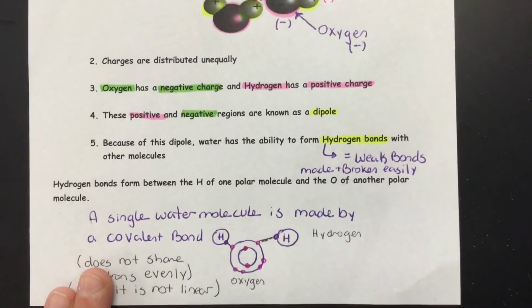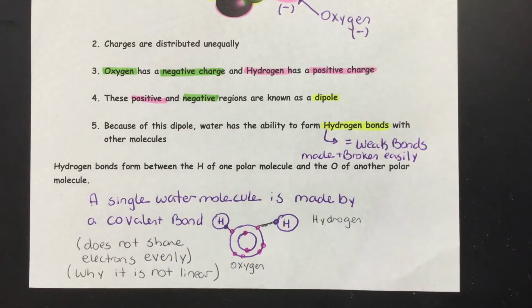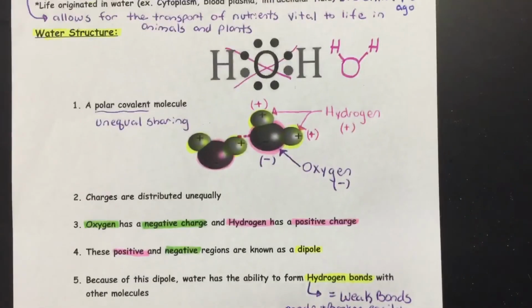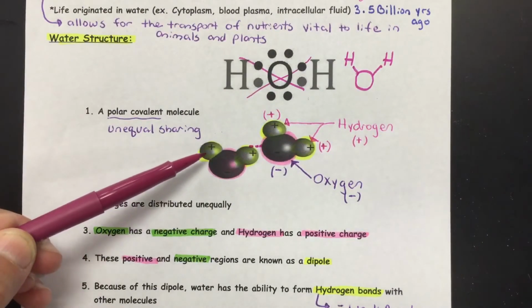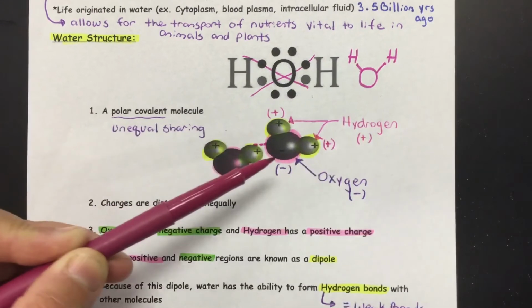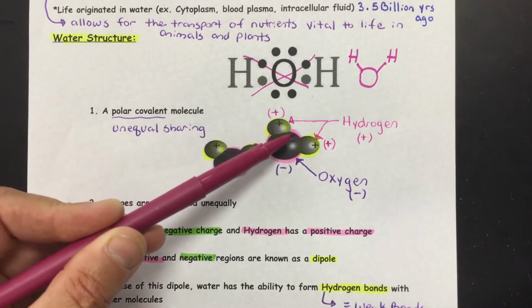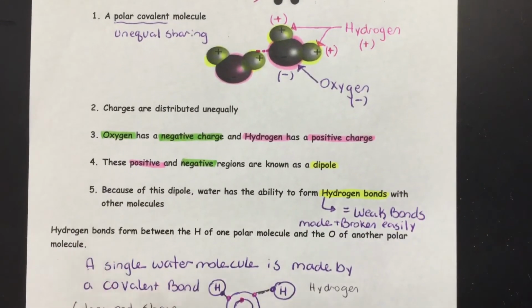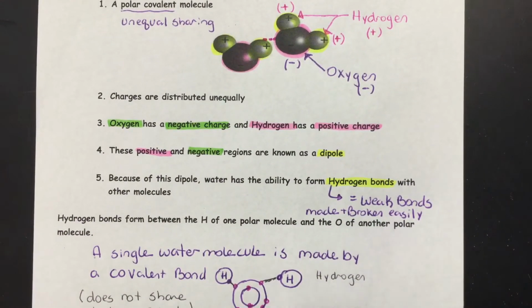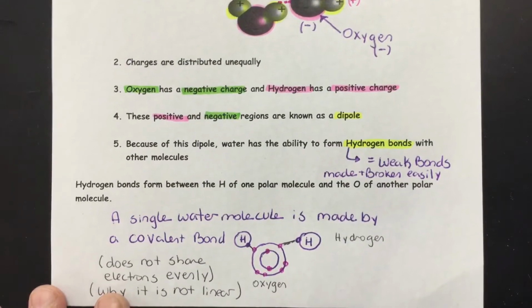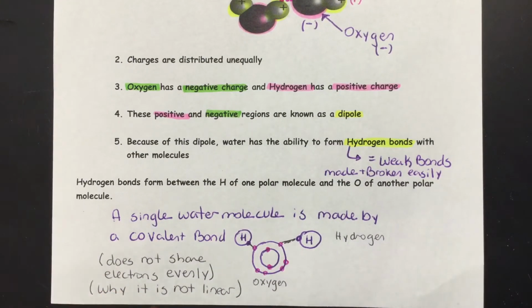As we go down just a little bit, we know that hydrogen bonds form between the hydrogen of one polar molecule and the oxygen of another polar molecule. So once again, these hydrogen bonds form between the hydrogen of one polar molecule, here's one polar molecule, and bond to the oxygen of another polar molecule, a completely different water molecule. We will be joining those water molecules together with a hydrogen bond, but each single water molecule is created through a covalent bond. They are sharing those electrons. So it gets a little tricky right there. Once again, single water molecule, covalent bond, that's what it is.